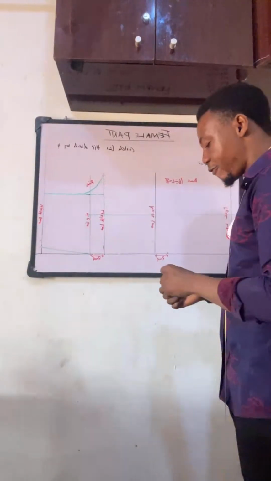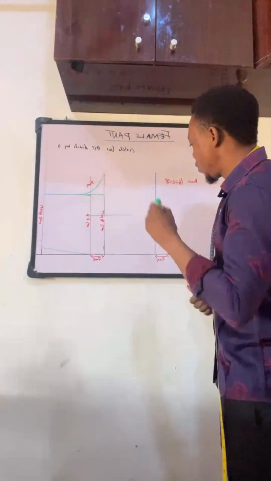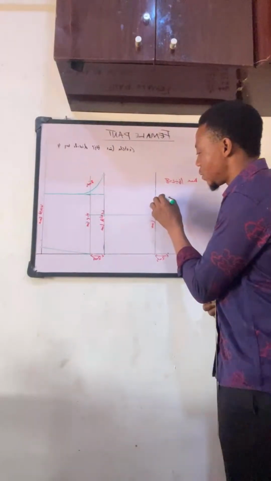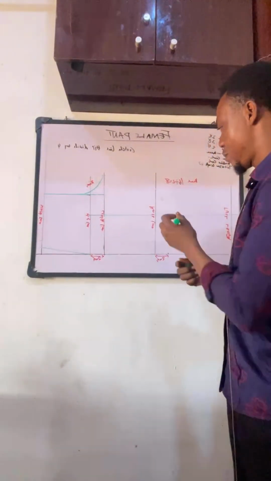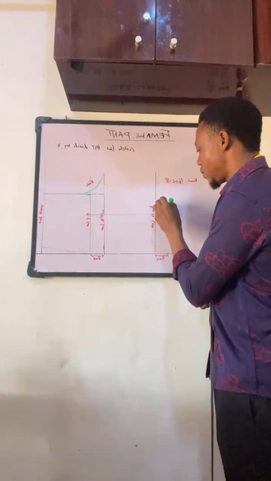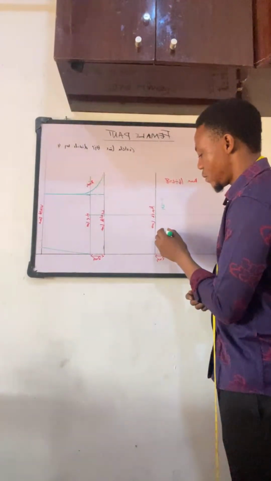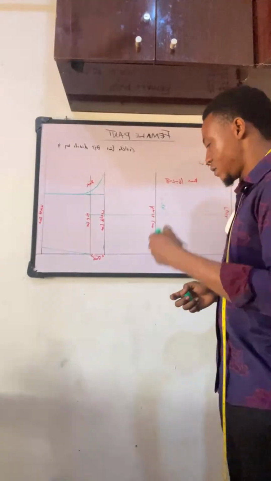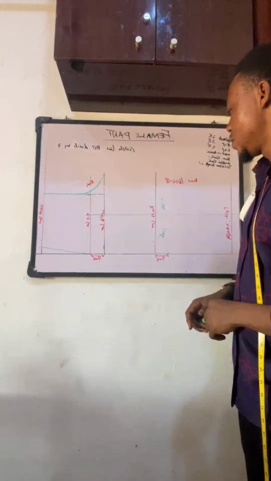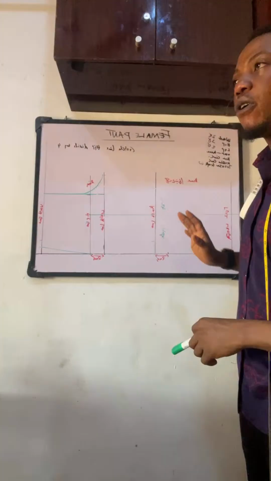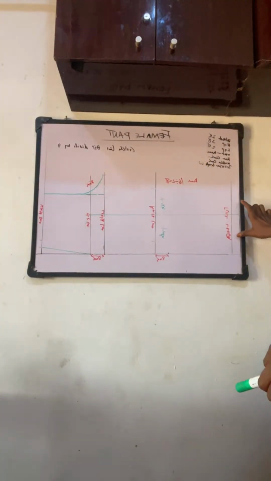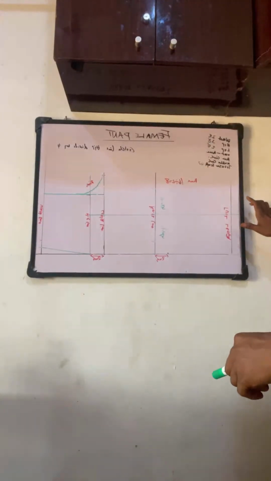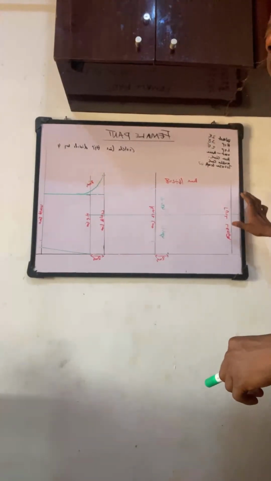So this place will have 4 inches and this place will have 4 inches. Each of them will share 4 inches, right? Then we go to the ankle circumference area.